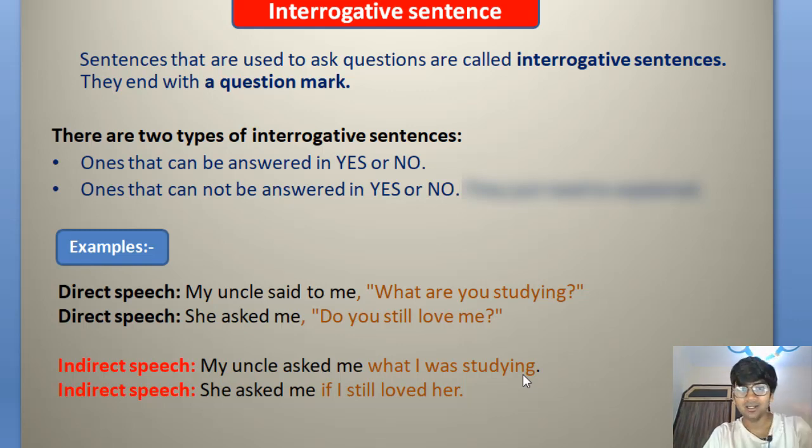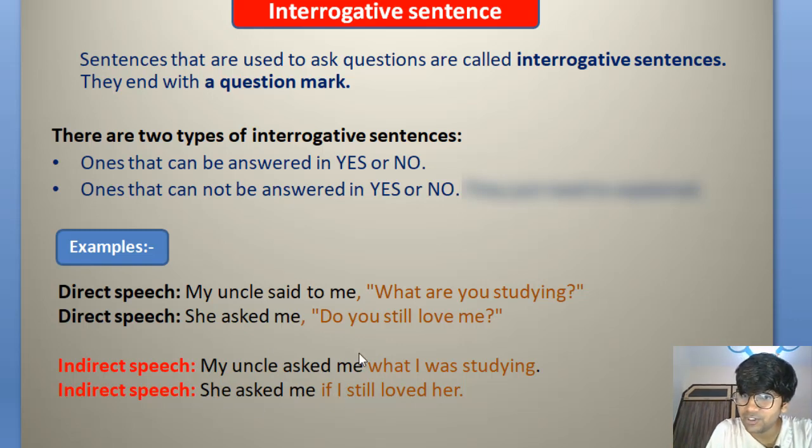All right. Second example. She asked me, "Do you still love me?" She asked me, ask is already there, so we don't have to change the reporting verb. She asked me if I still loved her. Now, if the question starts with a helping verb and can be answered with simple yes or no, we replace the helping verb with if or whether. She asked me if I still loved her, everything remains the same.